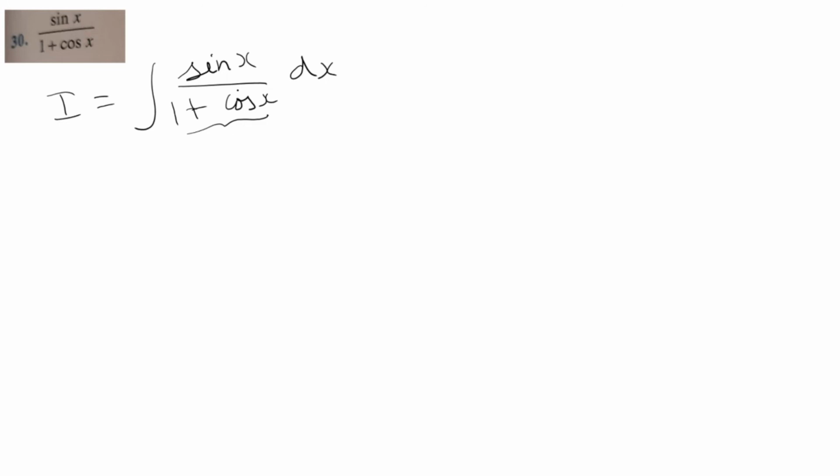Next one, sin x by 1 plus cos x. Let us take I is equal to integral sin x by 1 plus cos x dx. This is also very easy. While seeing the denominator, we can see that if we differentiate, we will get the numerator. So let us take 1 plus cos x as t. Then sin x dx will be minus dt.